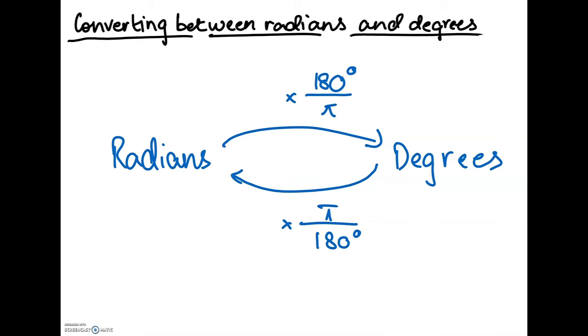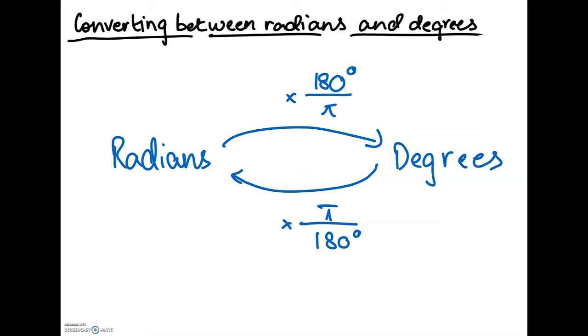Hey everyone, today's video is going to be about converting between radians and degrees. Radians are a type of unit that you'll be using a lot in trigonometry, and degrees are also going to be another unit you'll be using. So converting between these two will be very important.